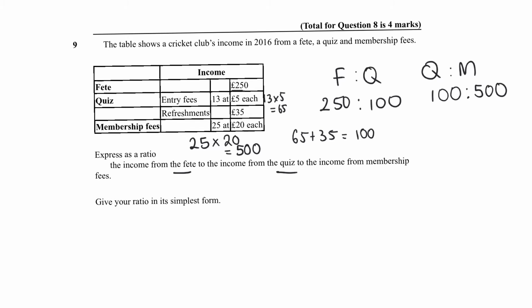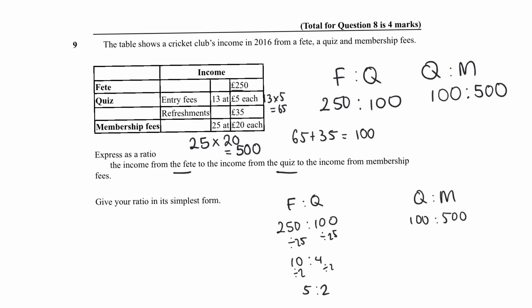So then now to simplify these ratios, so let's look at the F to Q. So that's a 250 to 100 ratio. So if you divide both sides by 25, you end up with 10 to 4, and that can also be divided by 2 to give you 5 to 2. And then with the Q to M, you've got 100 to 500. Make sure you cancel the zeros. You've got a 1 to 5 ratio.